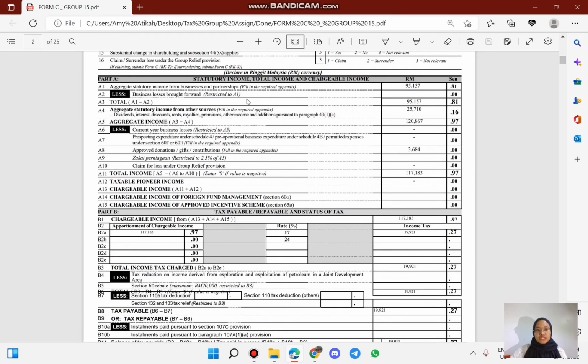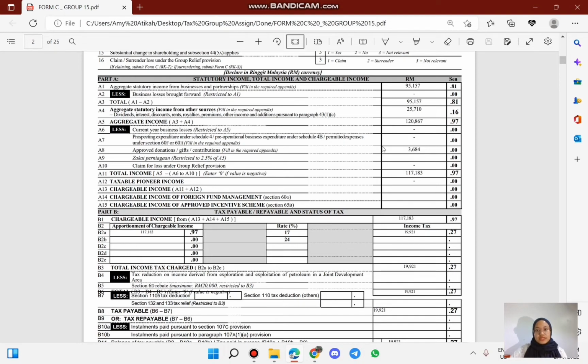Now we go to the calculation of statutory income, total income and distributable income, which I have shown you overall how the calculation is. First of all, aggregate statutory income, business and partnership, which is the total of the chargeable income just now. Then we have to minus business losses. We don't have business losses. The total, we just take the amount from A1. Next is aggregate statutory income from other sources: business interest, discount, rent, royalty, premiums, and we get the amount from the statutory income.